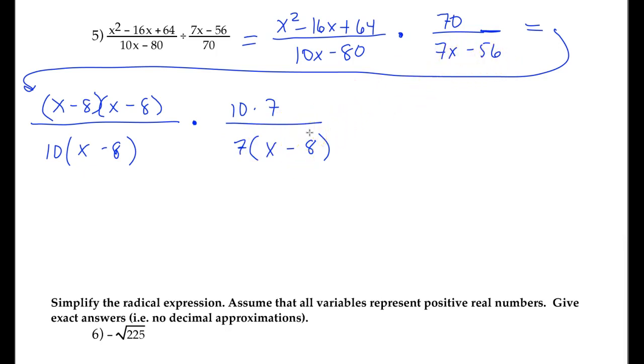And so now from here, we reduce what we can. So we can start off by saying, hey, we have x minus 8, and x minus 8 reduces to 1. Another x minus 8, and the x minus 8 reduces to 1. We have 10, 10 reduced to 1, and we got 7 and 7 reduced to 1. So once we're done, we got 1 times 1 times 1 times 1, which is 1. So our final result just ends up being 1.